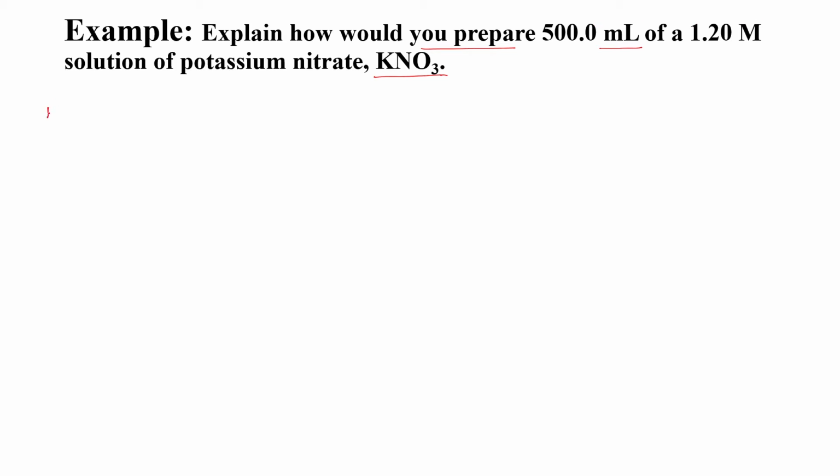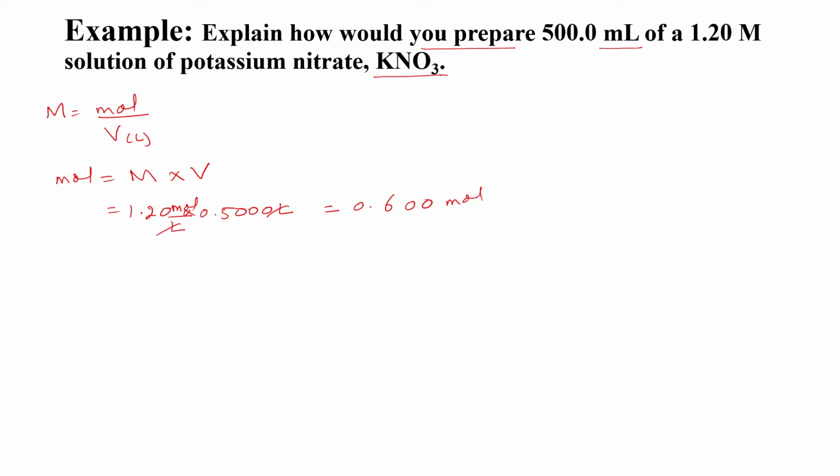So we will start with the molarity formula. We have to find moles. So rearrange this for moles. We need volume, and we did a lot of practice on how to convert milliliter volume to liters. You will be converting the milliliter volume to liters, and it will be 0.5000 liter. Okay, so we have moles of potassium nitrate.